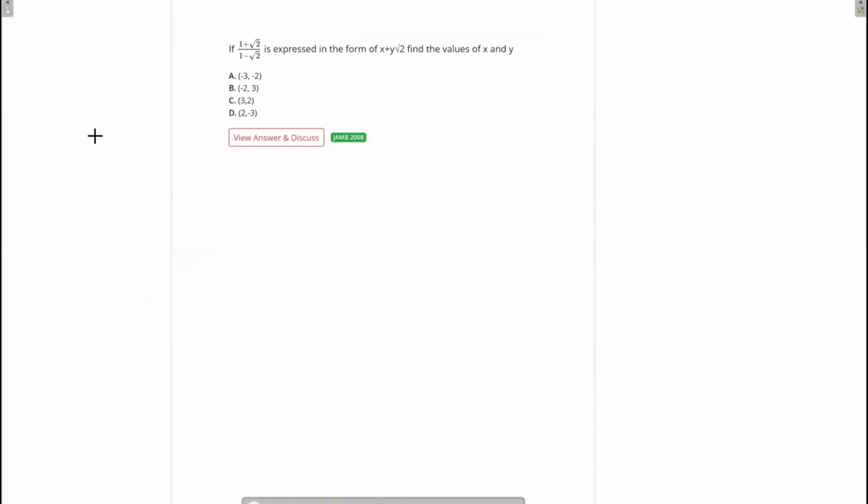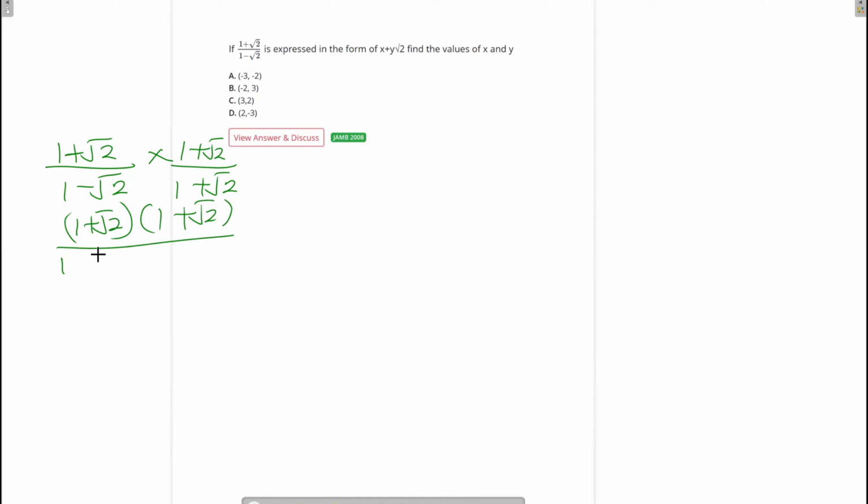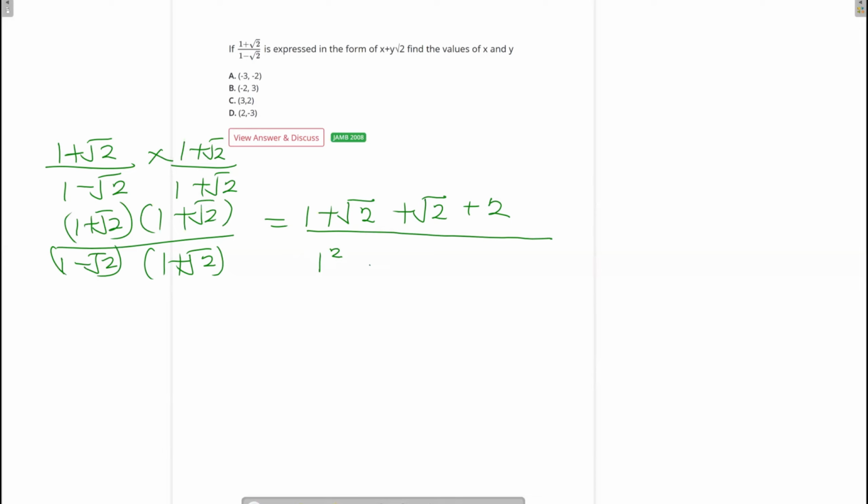The next one says 1 plus root 2 over 1 minus root 2, expressed in this form. It is just rationalization: we multiply by the conjugate of this, 1 plus root 2 over 1 plus root 2. So we have 1 plus root 2 into bracket 1 plus root 2 over 1 minus root 2 into bracket 1 plus root 2. If you multiply, 1 times 1 gives us 1, plus 1 times root 2, that's root 2. Root 2 times 1, that's root 2. And root 2 times root 2, that's root 4, and that gives us 2.